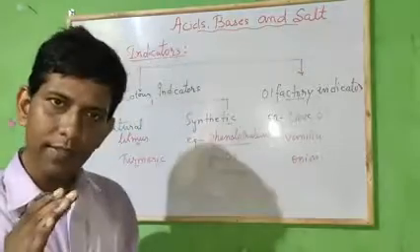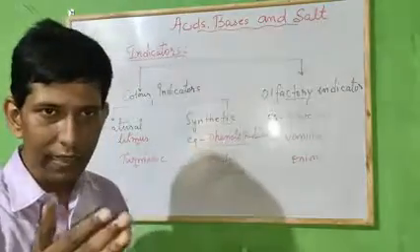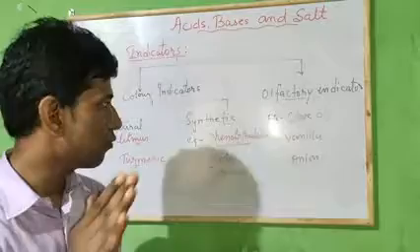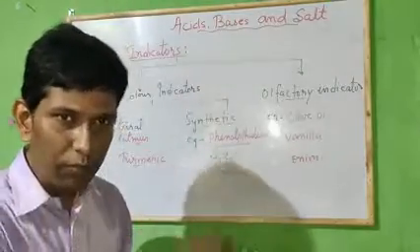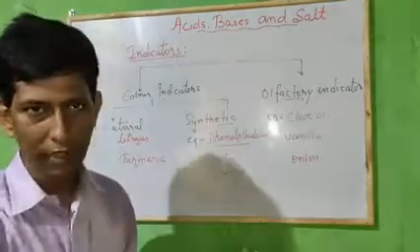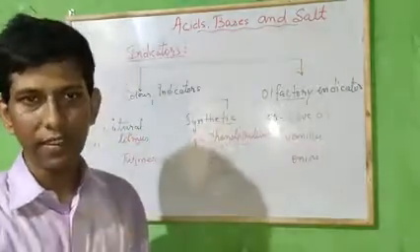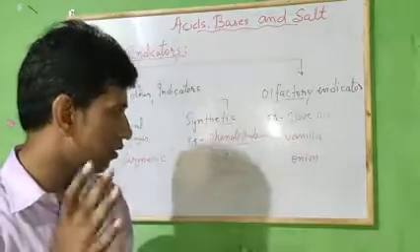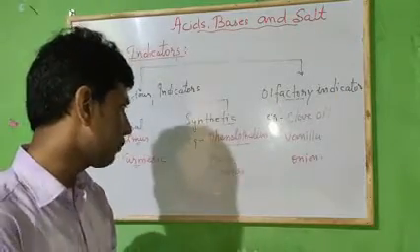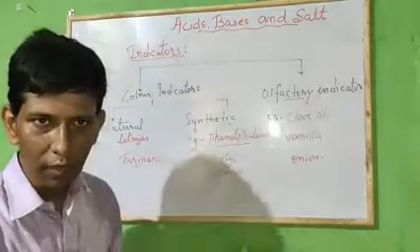So colorless, when the phenolphthalein comes in contact with acid, it remains colorless, meaning there is no change with acidic solution. But when phenolphthalein comes in contact with base, it will turn pink. So by color response we can understand the acidic or basic nature of the given unknown liquid, or you can say the chemical substance.